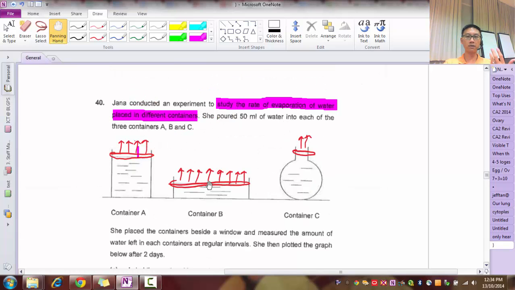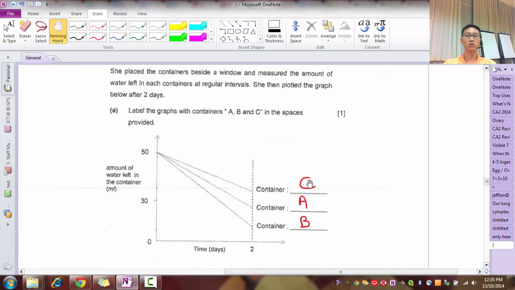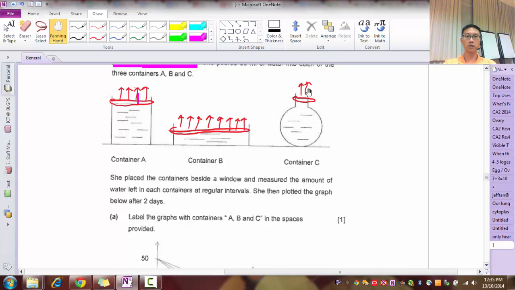Now, the concept here is that the bigger my exposed surface area, see B, the exposed surface area is so big. The bigger my exposed surface area, the faster the rate of evaporation. Okay, because more water can be evaporated as compared to C. C is so small, the amount of water vapor that can fly out at any one point is very little. So that's why C, because it has the smallest exposed surface area, at the end of 2 days it will still contain the most amount of water because evaporation for C will be the slowest.